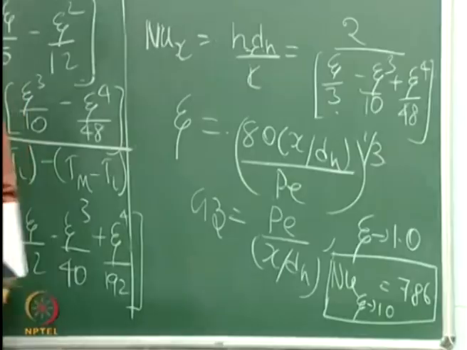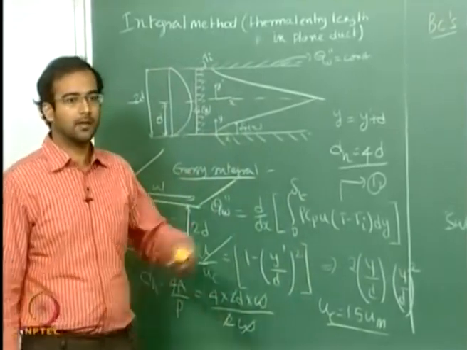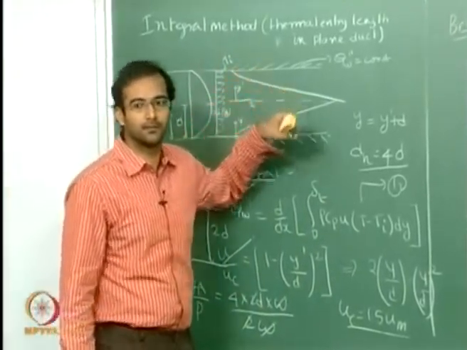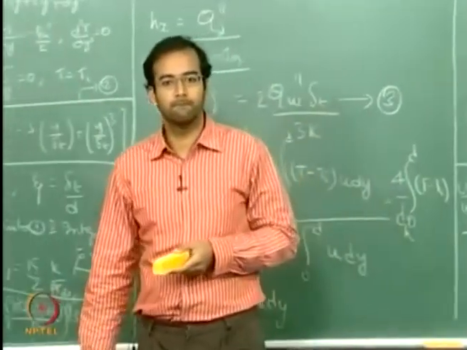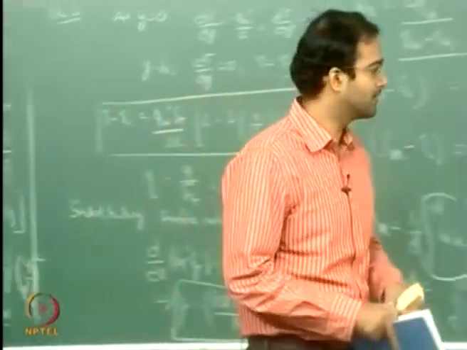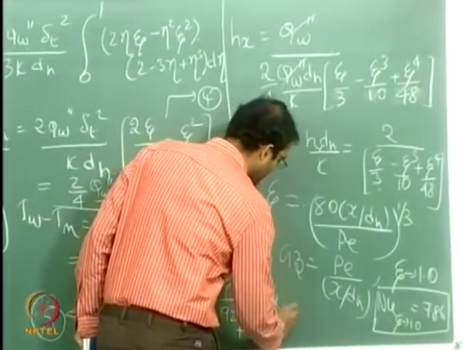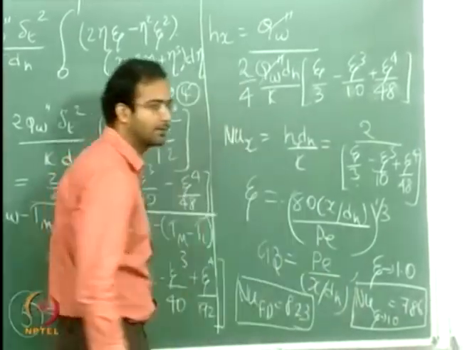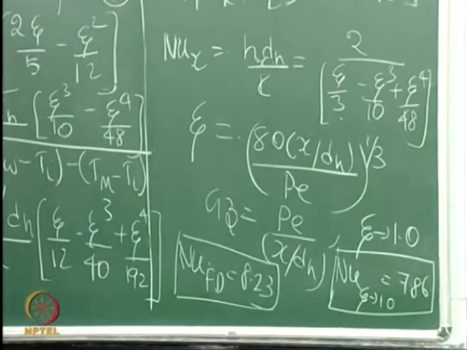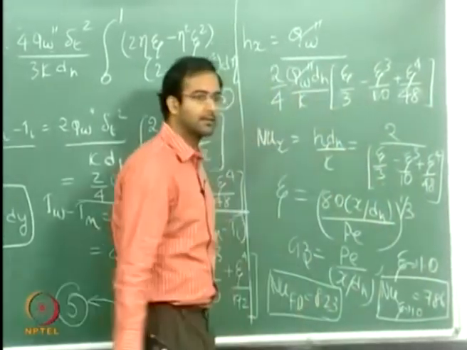Now I think in the last class I gave you a table for flow past channel, and what is the value if you apply a constant heat flux in the fully developed region? 8.23. So that is the actual analytical solution. So compare that with what you are getting from the approximate method. It is not leading to the correct solution. There is quite a bit of an error between these two values.